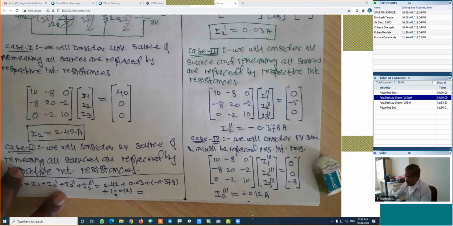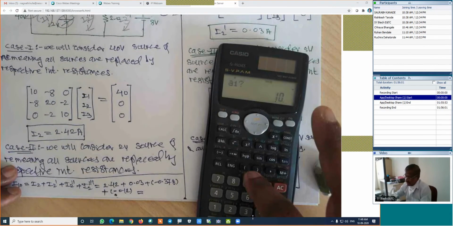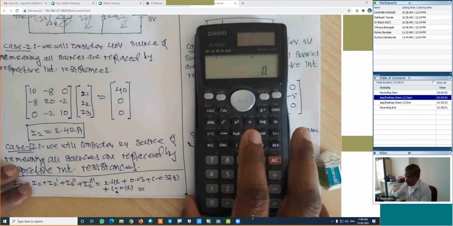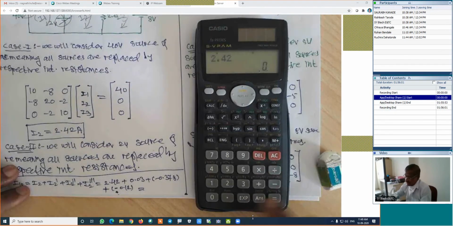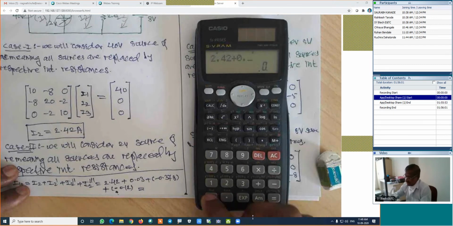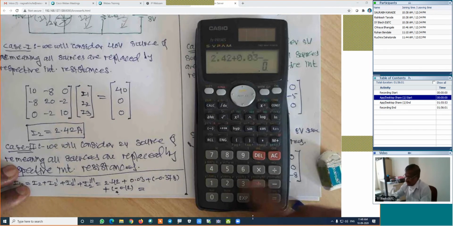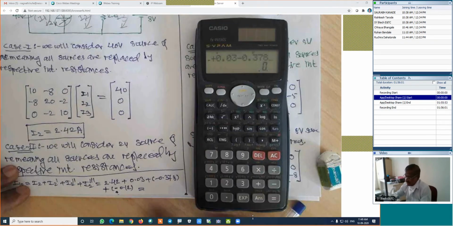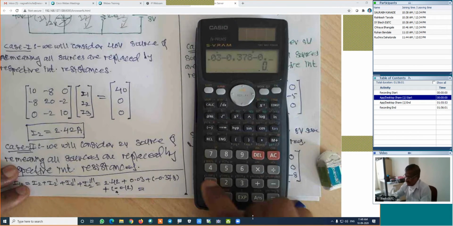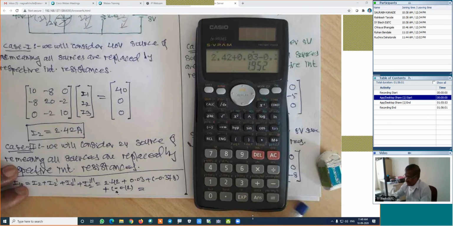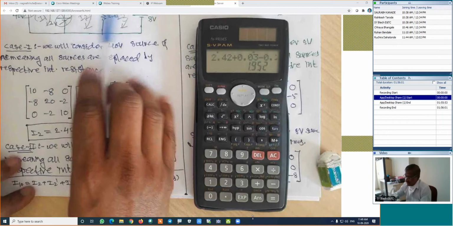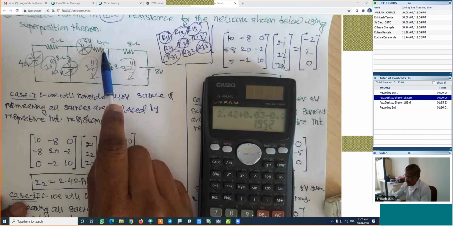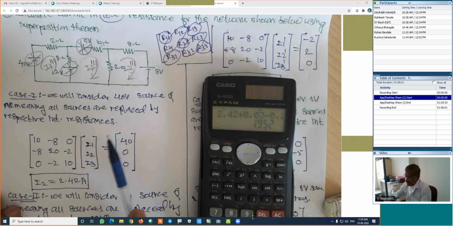Write the final answer. Here in this case, it will be 2.42, sorry, it is 2.42, this value plus 0.03, then minus 0.378, then minus 0.12, this value is 1.952 amperes, and 1.952 amperes is the current in this 10 ohm resistance, using this superposition principle.